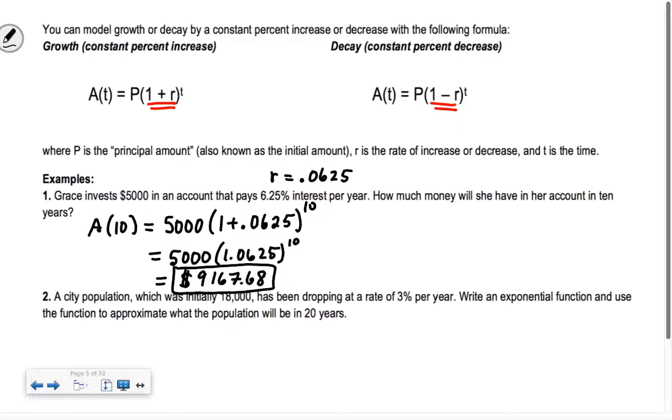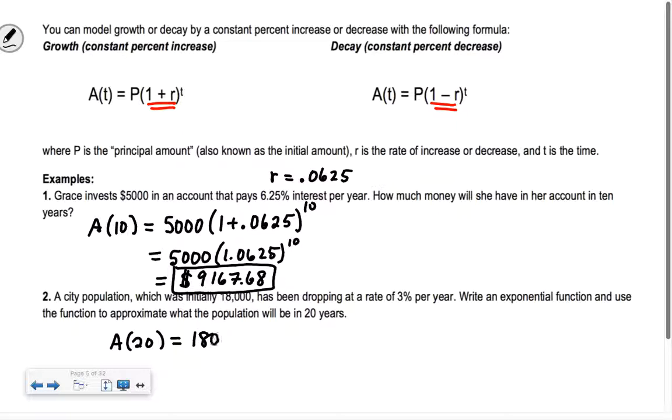Okay, so number 2, so city population, which was initially 18,000, has been dropping at a rate of 3% per year. Write an exponential function and use the function to approximate what the population will be in 20 years. Okay, so now we're losing people. Hopefully they're just moving away, the city population. I don't want this to be a morbid example where people are dying in the city. They're moving. So we're finding how many we have in 20 years.